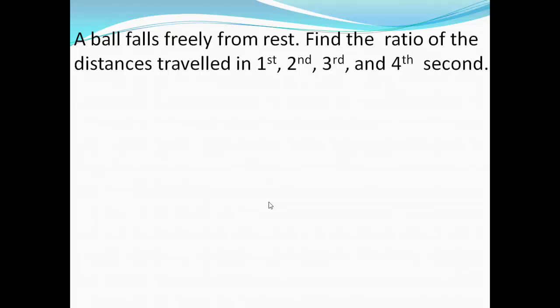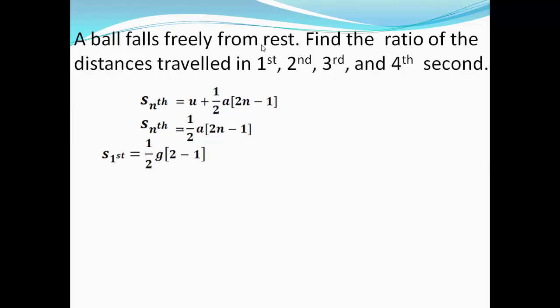A ball falls freely from rest. Find the ratio of the distances travelled in first, second, third and fourth second. Now as derived, S nth will be u plus half a into 2n minus 1. Here it starts from rest, hence S nth will be simply half a into 2n minus 1. S first will be half into g into 2n minus 1. Since it is freely falling, we will take acceleration as g. That will be g by 2.